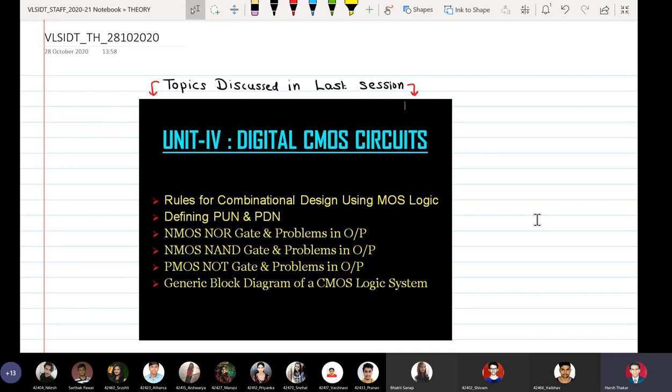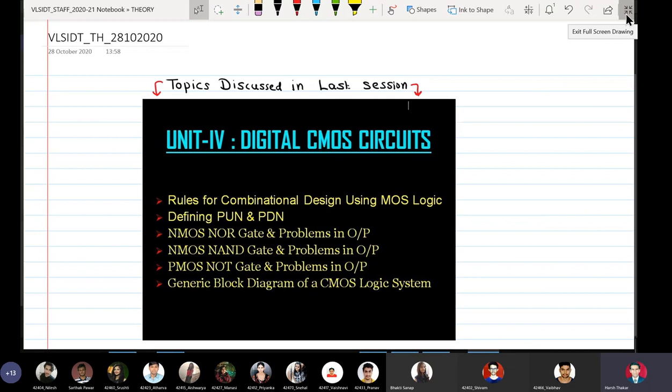Then we made the schematic for PMOS NOT gate, and again we found the problems in the output. Last but not the least, the most important, we drew the generic block diagram of CMOS logic system. So 5 minutes we will just revise what we did yesterday.